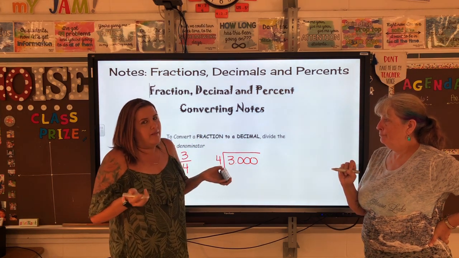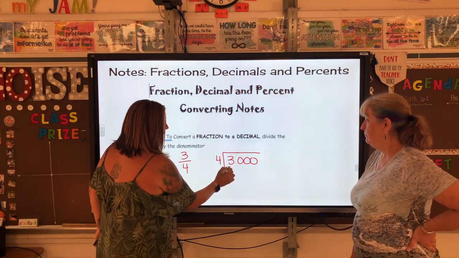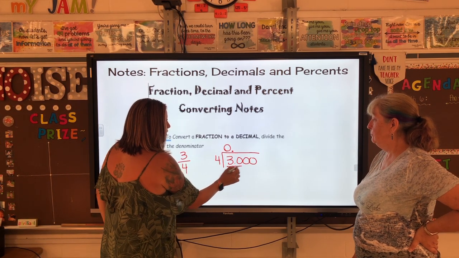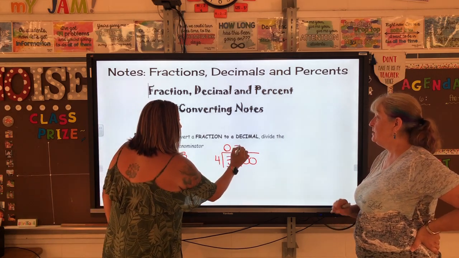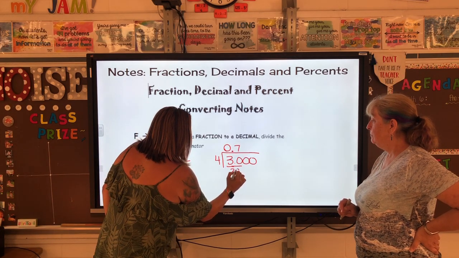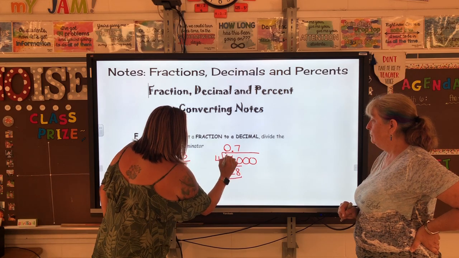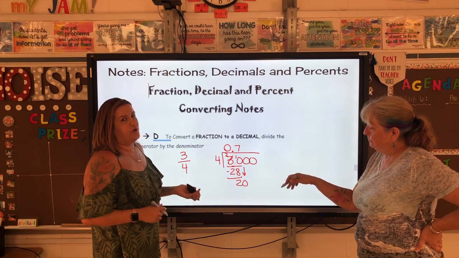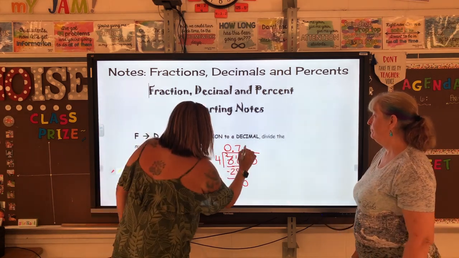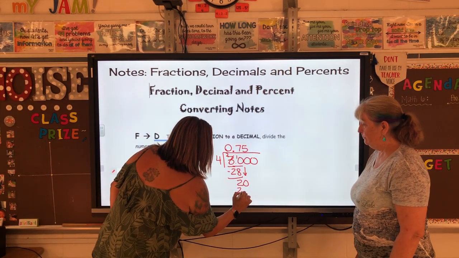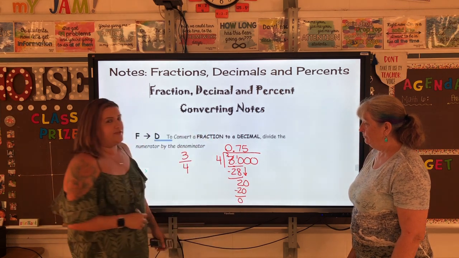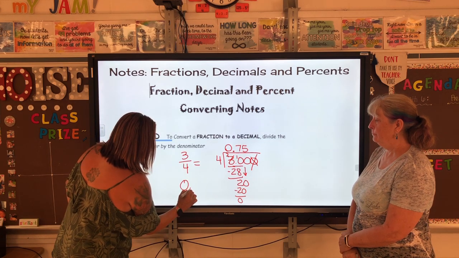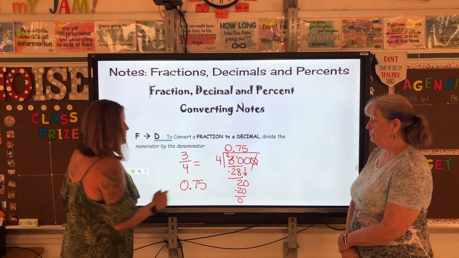But if I were to work it out longhand, I would go, okay, I have 3. Could I make a group of 4? No. Well, how many groups of 4 are in 30? 7. 7 times 4 is 28. I subtract. I bring down that 0. How many groups of 4 go in 20? 5. 5 times 4 is 20. And I have no left over, so 3/4 is equivalent to 75 hundredths, right?